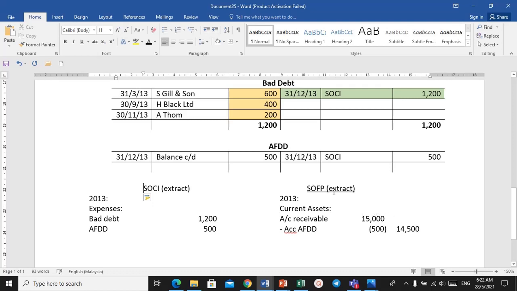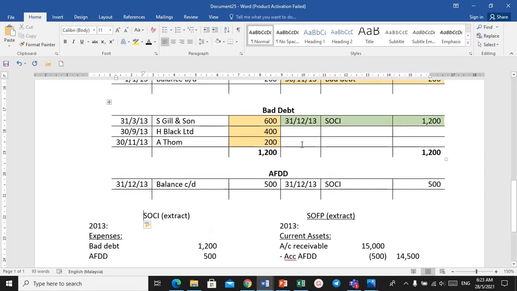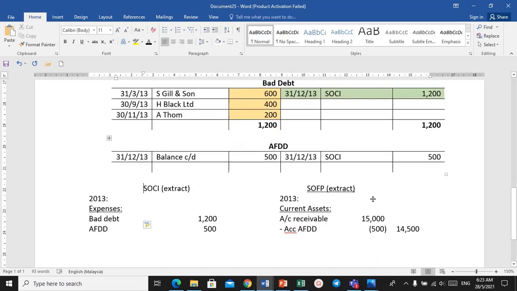Alright. So I have a question for you. Why don't we write down bad debt in the statement of financial position? Why do we only have accumulated allowance for that in the statement of financial position? Okay, why? By right, you are supposed to deduct from your account receivable the bad debt and allowance for that. But for our discussion here, we do not deduct the bad debt from the account receivable. There must be a reason why we do this.